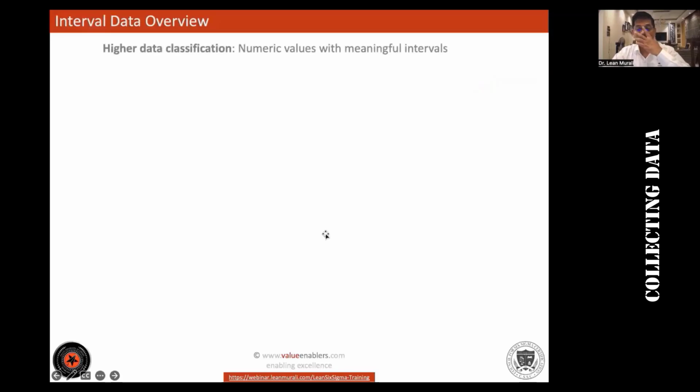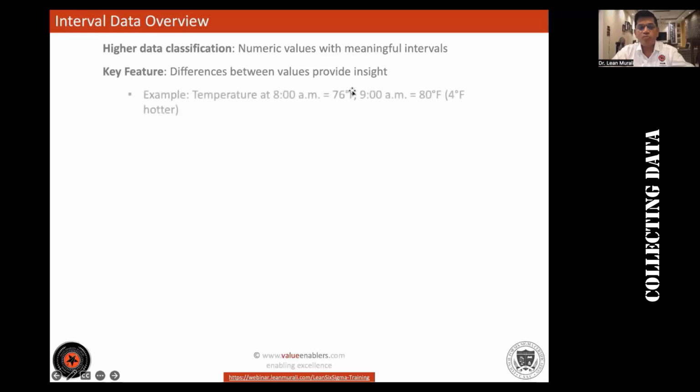Okay, interval data. This is a little bit interesting. Higher data classification. First, we see nominal data, which is the lowest continuum. Then we went to ordinal data. Now we are going to interval data. Interval data is a higher data classification: numerical values with meaningful intervals. The key feature is that differences between values provide some insights.